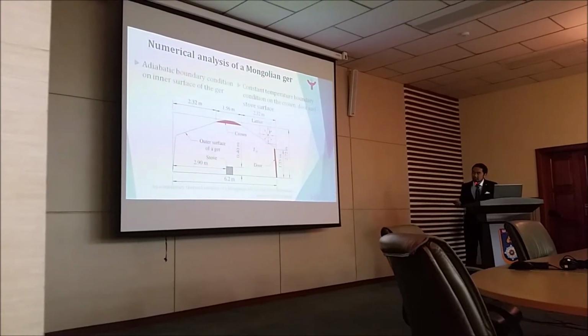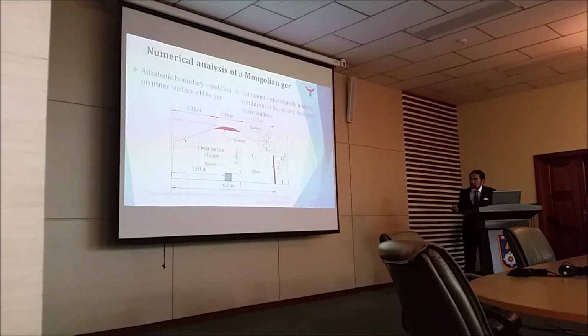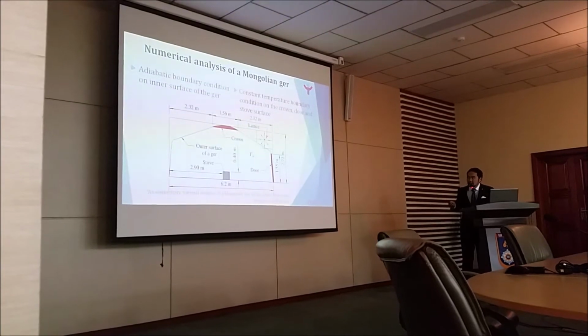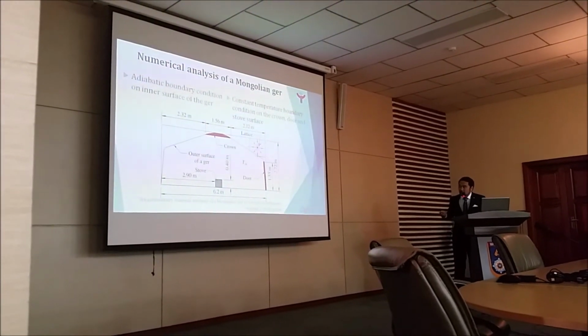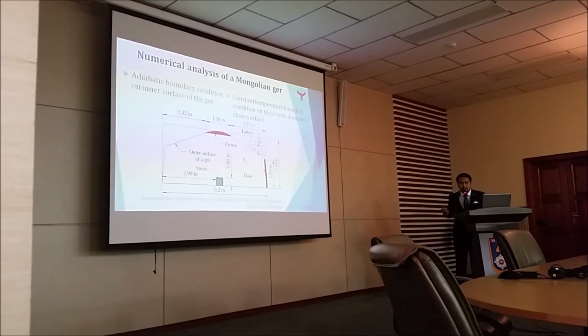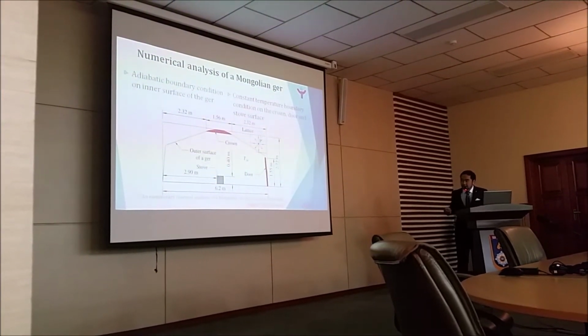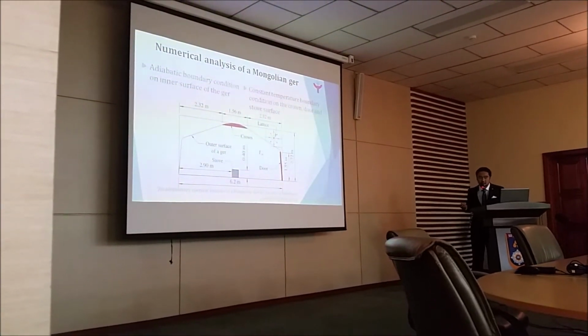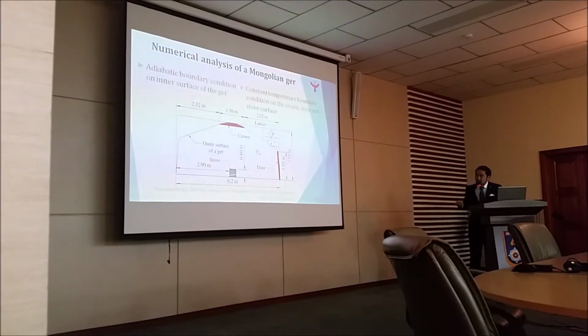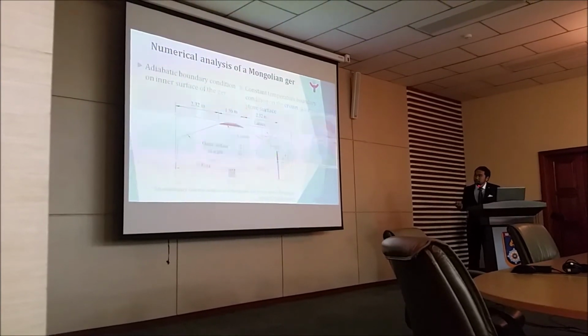So in the simulation, I assume that the inner surface of the Ger is well insulated, and only the crown and the door are uninsulated. And we place a stove in the center of the Ger as usual, and this stove is an ordinary stove, and this is the computational domain we have.